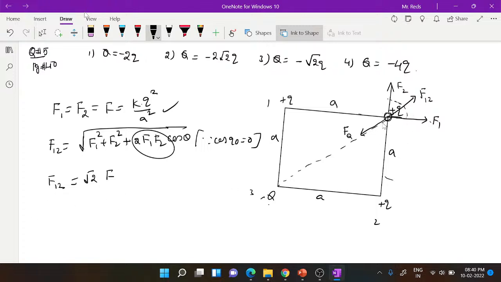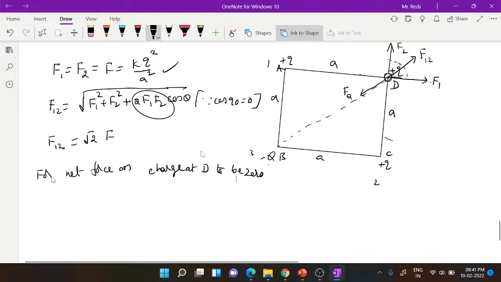But for the net force on this to be 0, the magnitude of the force due to capital Q should be exactly equal to this. So for the net force on the charge at D to be 0, let us mark this as A, B, C, D, F12, that is the resultant of 1 and 2, should be equal in magnitude to the force due to capital Q, right?